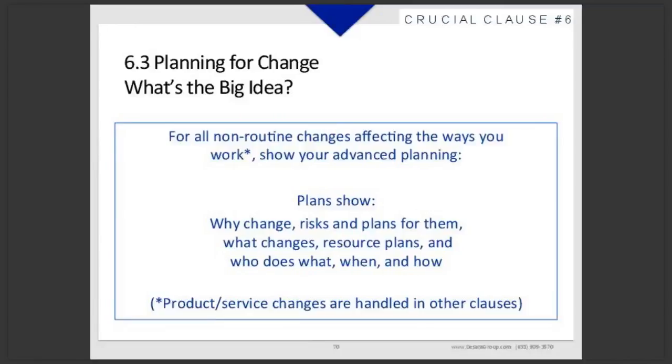So look at slide 6.3, the big idea, and I want you to take this for all non-routine changes affecting the way you work. I put that asterisk because it says product and service changes; the routine changes are handled in the other clauses. For example, in design controls, it talks about what you do with changes, or in production, what you do when you change things. But anyway, you have to have plans that show all these things we just talked about.